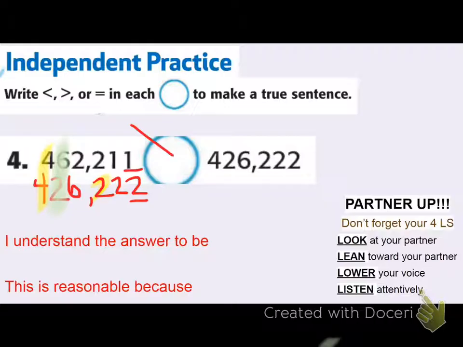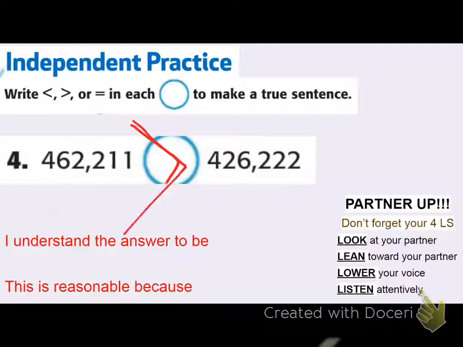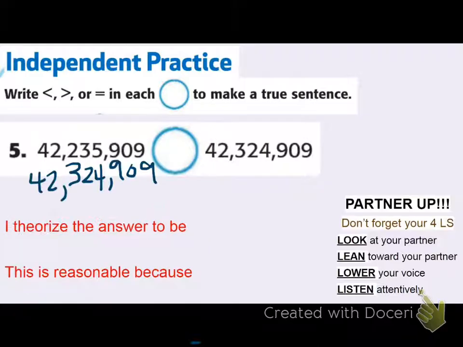So I can see that 462,211 is greater than 426,222. I know that it's greater than, I know it's reasonable because 60,000 is larger than the 20,000. So I know my answer is reasonable.